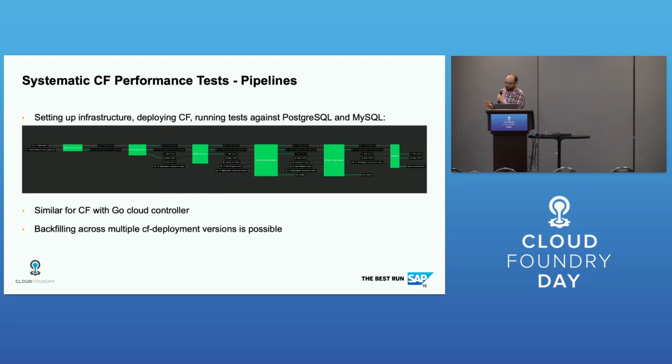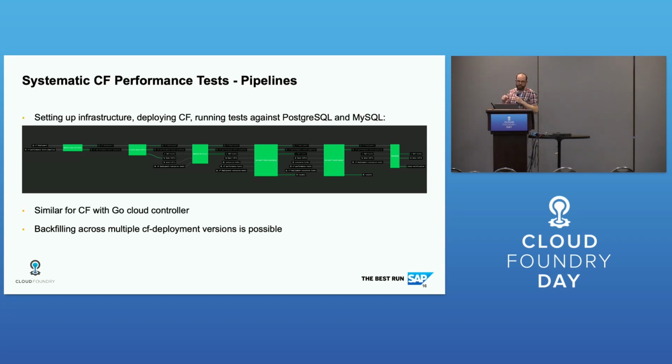So putting it all together, we created this Concourse pipeline, which does all the steps. So first we set up the infrastructure with Bubble. We deploy a plain CF. We run the tests against Postgres and MySQL, generate the charts, and then tear down the test landscape. And a similar pipeline we have for the Go Cloud Controller.